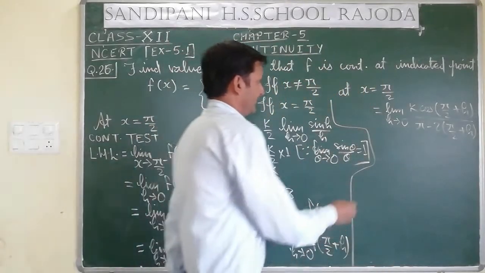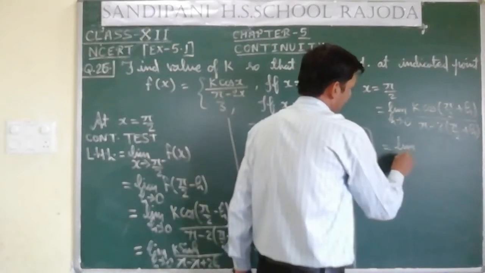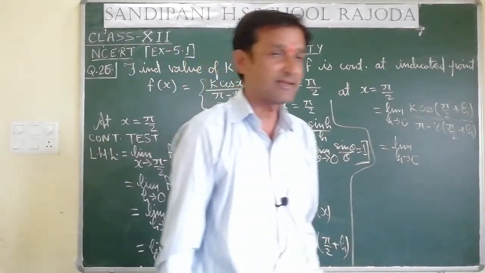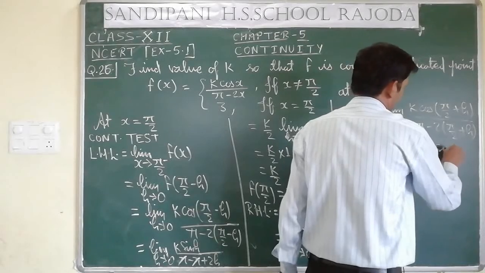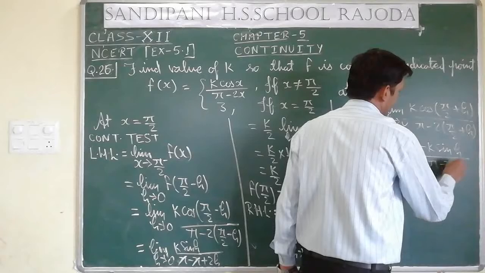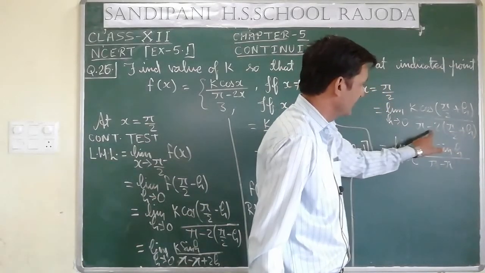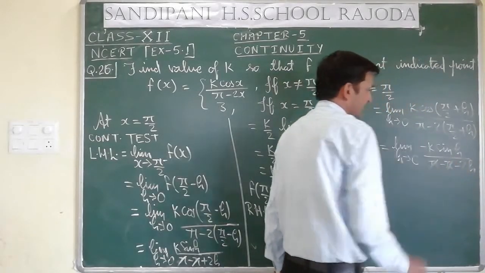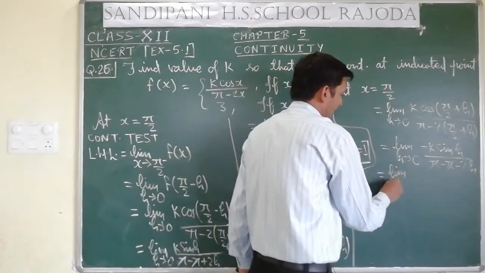So now, as you know, limit h tends to 0, cos 90 plus theta is minus sin theta. So this will be minus k sin h upon pi minus pi, because this 2 is cancelled by this 2, and when this 2 is multiplied by this h, then minus into plus is minus, this will be 2h. This pi is cancelled. So this will be equal to limit h tends to 0.